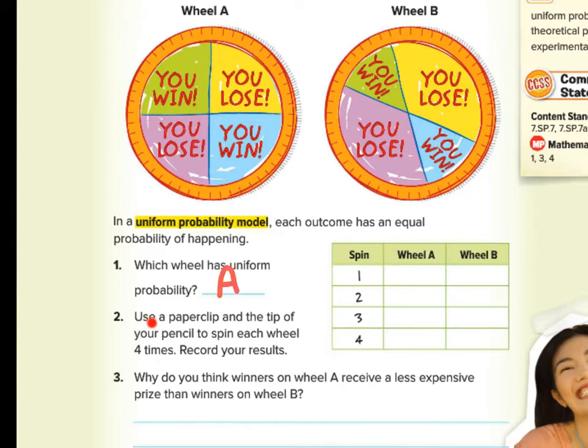Question 2. Use a paper clip and the tip of your pencil to spin each wheel 4 times. Record your results. So, if I were to spin here, I could record my result here and spin here, record the result here. Now, for the sake of time, we're not going to do this. But you can predict which wheel you'd have the greater probability in. This is something we could do in class as a group. And you can see over here the probability of landing on win and lose is a 50-50 chance. While here, it's not. You're more likely to land on you lose.